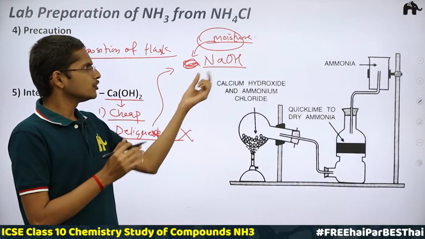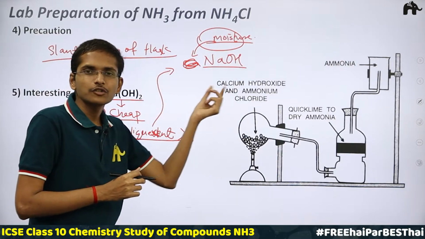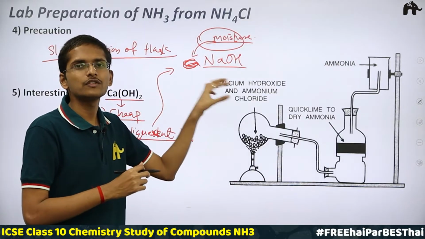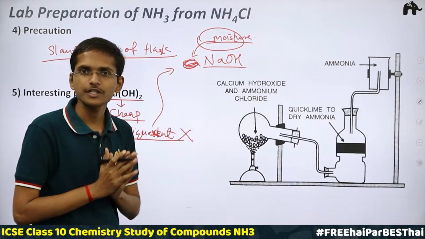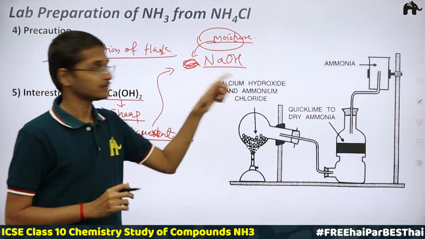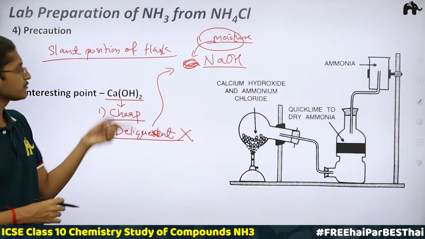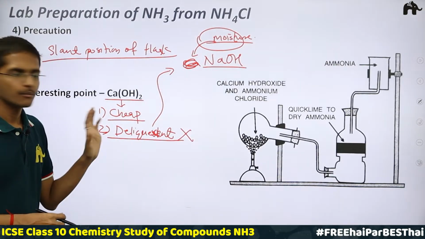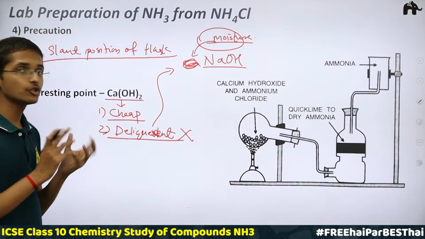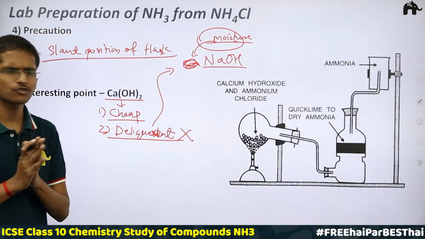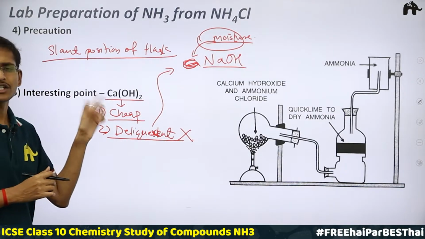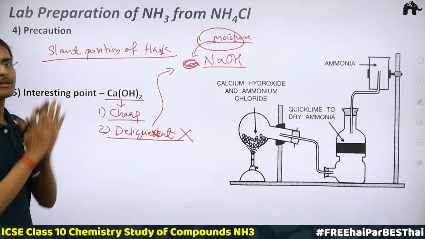Clear? So you would observe the pellets of sodium hydroxide starting to dissolve, converting into liquid NaOH. Very interesting phenomenon. But calcium hydroxide doesn't show deliquescence. That's why we are using calcium hydroxide, because we don't want deliquescence, we want our calcium hydroxide to react with ammonium chloride. So these were the two interesting things about calcium hydroxide in this lab preparation of ammonia.